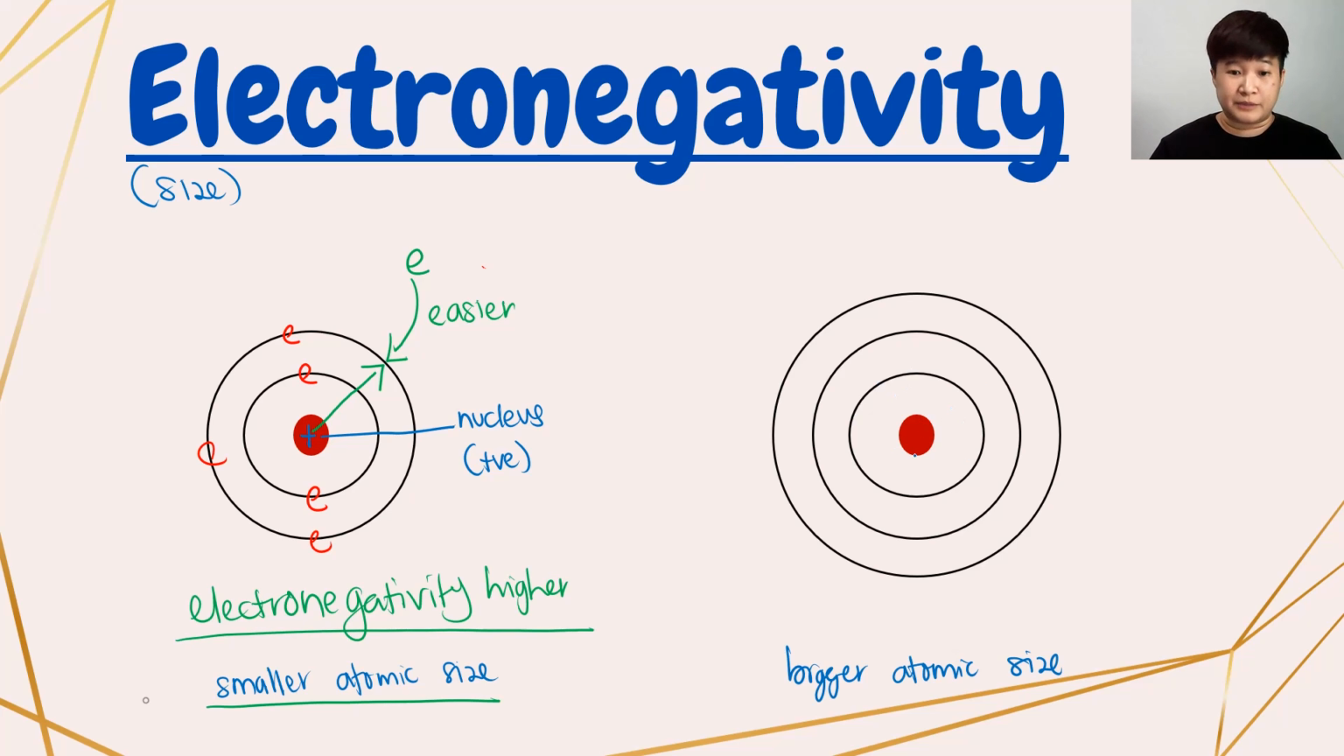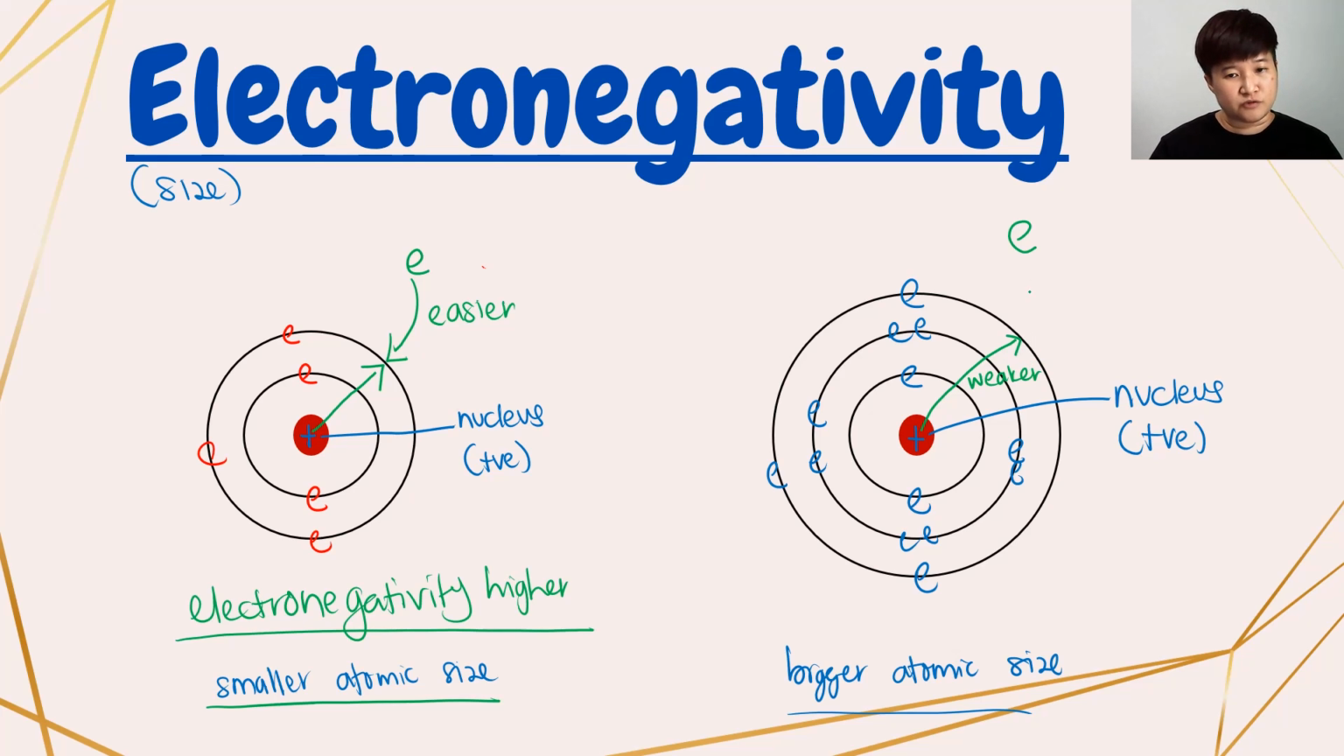Vice versa for the bigger size atom. When it's a bigger size atom, I still have my nucleus over here. Your nucleus is still holding a positive charge due to the presence of protons. And your electron is still in the shell, standard. But since the size is bigger, and then you want to pull one electron to go in, what happens to the attraction from the nucleus to the valence shell? The nucleus attraction will be weaker.